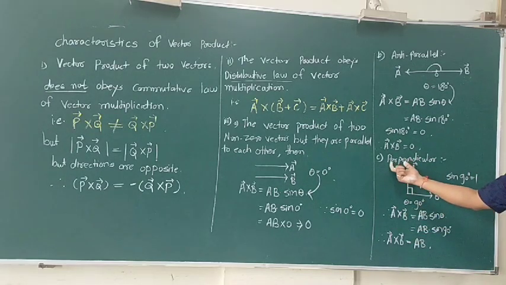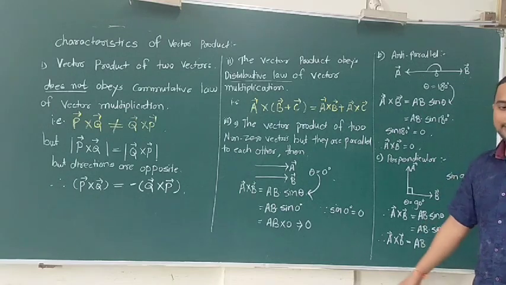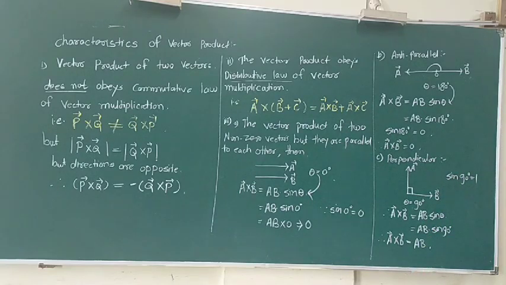Now, the third condition: if two vectors are mutually perpendicular to each other, that means the angle between the two vectors is 90 degrees. So, A bar cross B bar is equal to AB sin theta. Substituting the value of theta in here, we get AB into sin 90 degrees. The value of sin 90 is 1. So, we get the vector product of two mutually perpendicular vectors is equal to the product of their magnitudes.